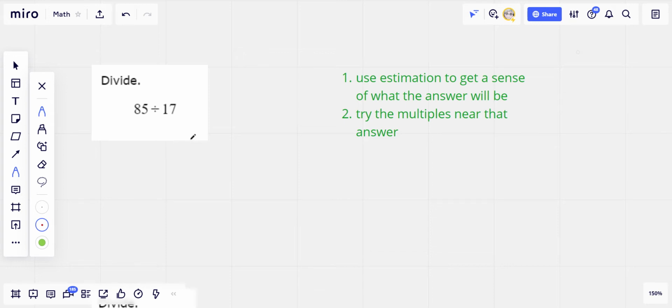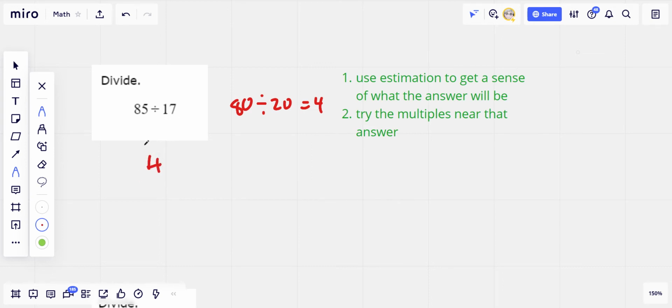So the first thing you want to do is just use estimation to get a sense of what the answer is going to be. If I round 17 up to 20 and 85 down to 80, 80 divided by 20 would be 4. So that's an estimation. I don't think that's the actual answer, but it's going to get me in the ballpark. And once I'm in the ballpark with an answer of 4, I'm going to try to figure out what the multiples of 17 are and see how close we can get.